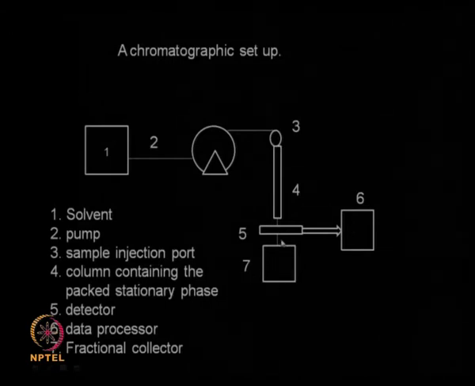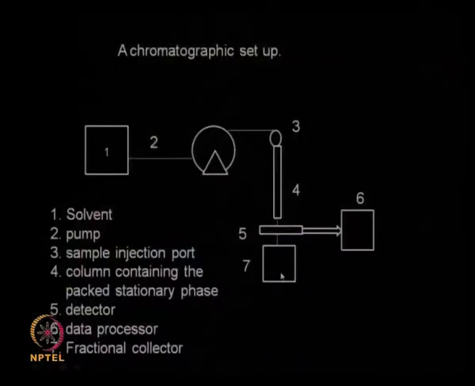We can even collect each of the samples as they are coming out, and if the sample is pure, we could do several other studies. If it is a metabolite, I could do a mass spectrometer, I could do NMR, so that I could find out the structure of the molecule. If it is a protein, I could again do mass spectrometry using a MALDI type of instrument, or I could sequence the protein to understand the various amino acids present. So by collecting each of the fractions, I could do several other analyses on this. So this is how a chromatography setup looks like.